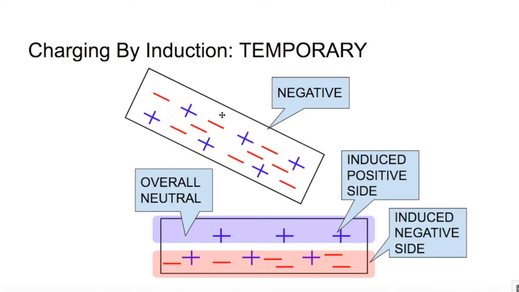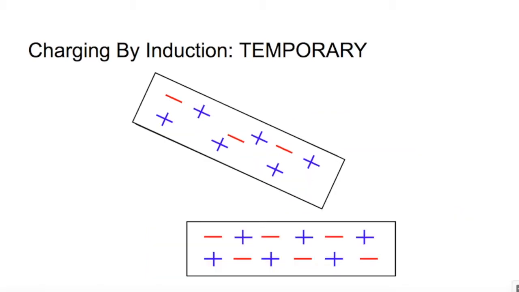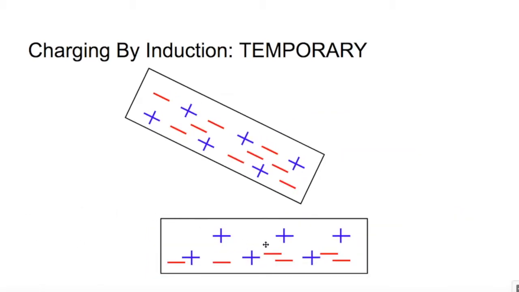But again, once this negatively charged object moves away and leaves, these negative charges will simply reorient themselves back into here like this, and you're left with this neutral object as it was before. As a result, this is only a temporary setup, only when this charged object gets close to it. So that's why we call this charging by induction, resulting in a temporary charge.